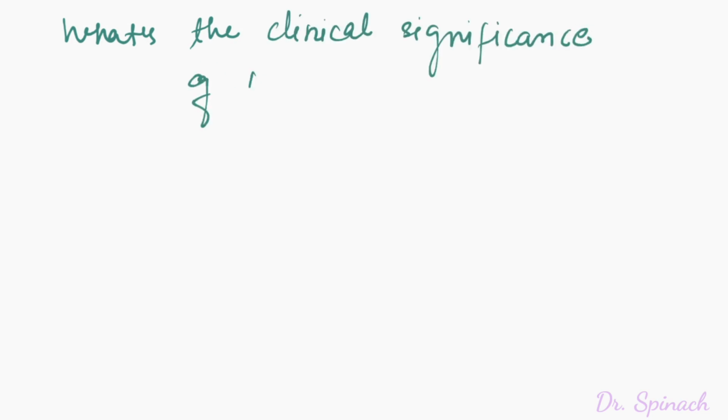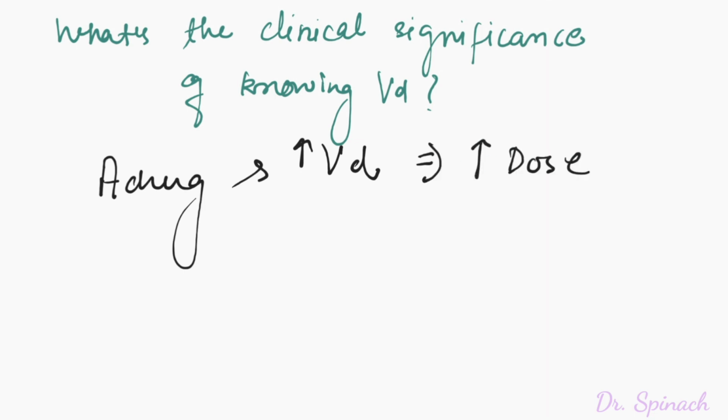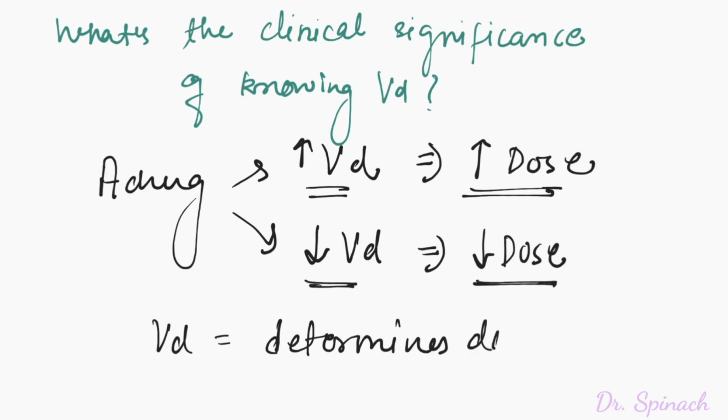So what's the clinical significance of knowing volume of distribution? If you know a drug has more VD, you will need to give a higher dose of the drug to achieve a therapeutic concentration. Conversely, if a drug has less VD, more drug will be present in the plasma to produce therapeutic effect. Hence, less dose of drug will be needed in this case. In conclusion, VD helps us determine the dose of the drug.